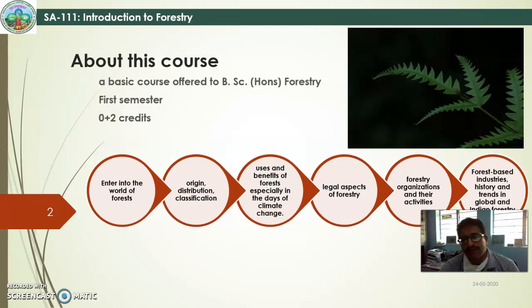Like many other resources, forests also are burdened with legalities, and so we will also learn some legal aspects of forestry. Later on, we will look at some organizations which are working for forest conservation, forest preservation, afforestation, and other various activities. We will also look at various industries which are using forest-based resources. What is their history? What are the trends in forest area? How forest area is being changed? How it is being studied?